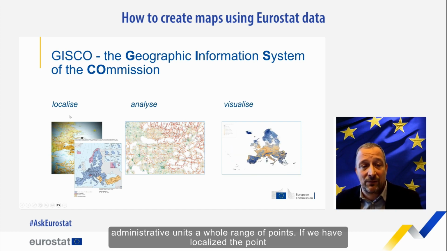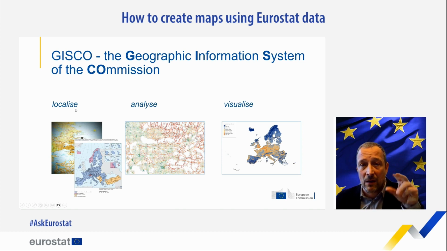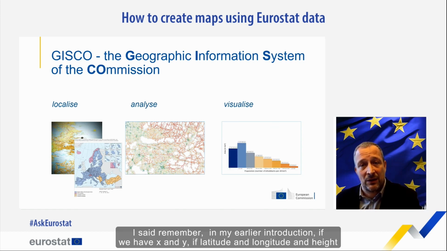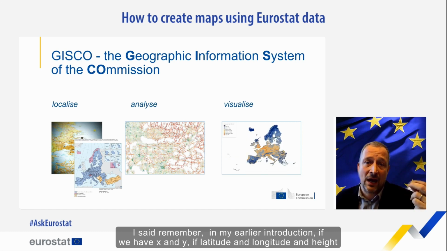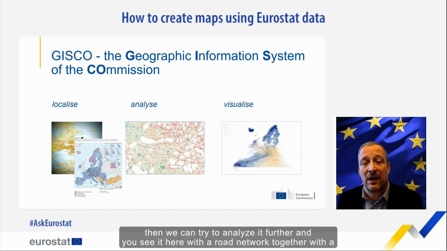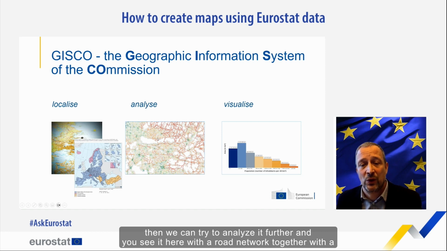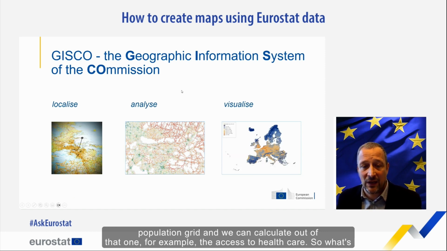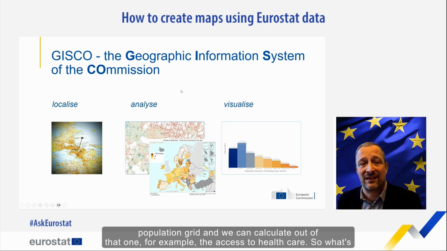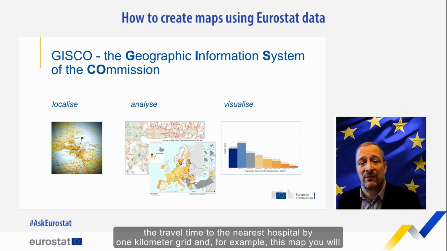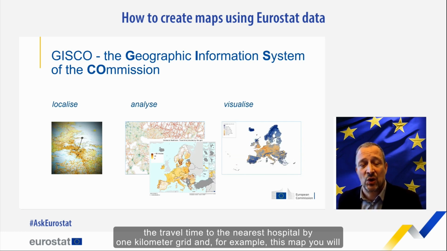If we have localized the point, as said, remember my earlier introduction, if we have X and Y, latitude and longitude and height, then we can try to analyze it further. And you see it here with a road network together with a population grid. We can calculate out of that, for example, the access to healthcare. So what's the travel time to the nearest hospital by a 1 kilometer grid?